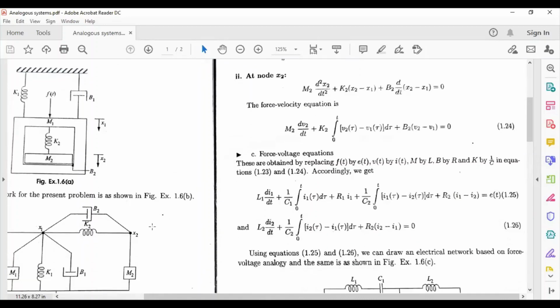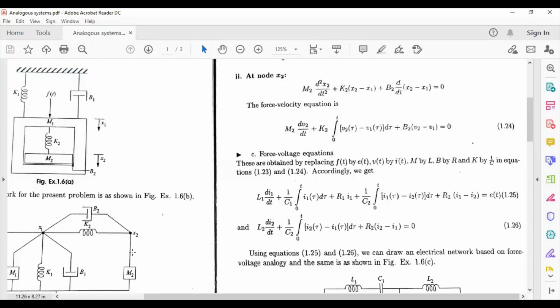Next at node x2, we have written the equation. So we have m2 d square x2 by dt square. Then k2 and b2 are common elements, so this comes as x2 minus x1 for the relative displacement. Again, replacing the velocity terms, we get the second nodal equation of this particular type.